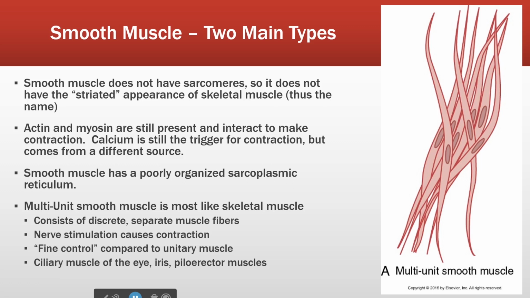Now, there are basically multiple kinds of smooth muscle. One is multi-unit smooth muscle. That's what we see here. This is most like skeletal muscle. Of all the smooth muscle types, multi-unit is most like skeletal muscle. It is made of discrete fibers. Nerve stimulation causes contraction, and we have very fine control compared to the other kind of smooth muscle, which is unitary smooth muscle.